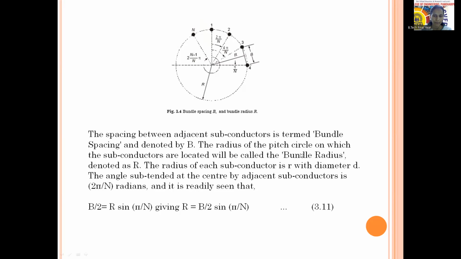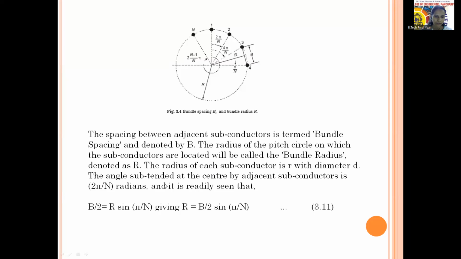The radius of each circle on which the subconductors are located will be called the bundle radius. Here this is the radius on which subconductors are located. Here we can see the bundle radius R. It is denoted by R. The radius of each subconductor is r with diameter d.